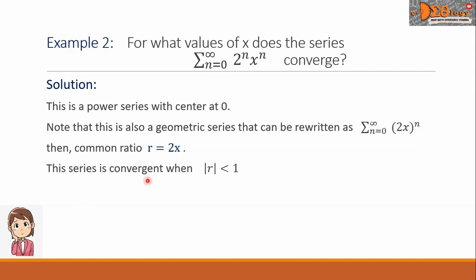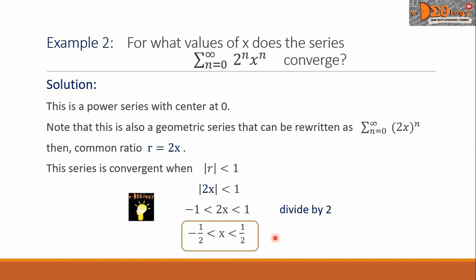The series is convergent when the absolute value of r is less than 1. Let us substitute the value of 2x in here. Let us represent this inequality into double inequality, and it will be like this, that 2x is between negative 1 and positive 1. Let us divide this by 2 to make x isolated in the middle. The left side becomes negative 1/2, the middle term becomes x, and the right side term is positive 1/2. This is now the interval of convergence.